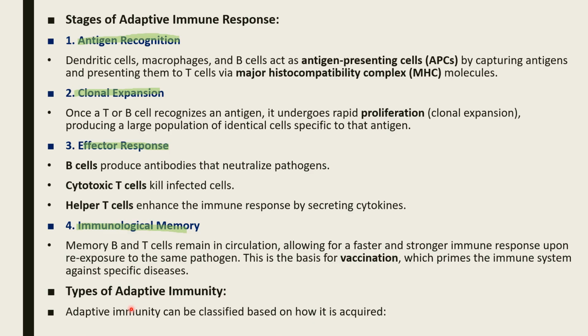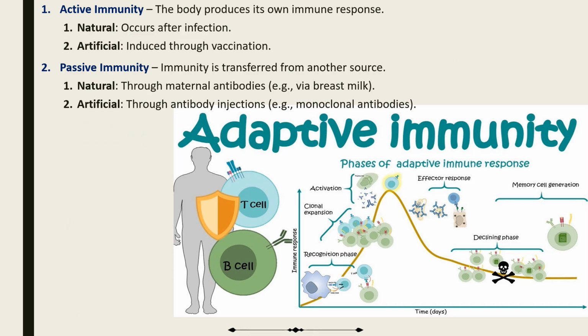Now, the last topic for today is types of adaptive responses. Adaptive response may be classified based on how it is acquired: active immunity and passive immunity. Active immunity, the body produces its own immune response. Natural occurs after infection and artificial is induced through vaccination. And passive immunity is transferred from another source. For example, natural through maternal antibodies, for example via breast milk, and artificial through antibody injection, for example monoclonal antibodies.